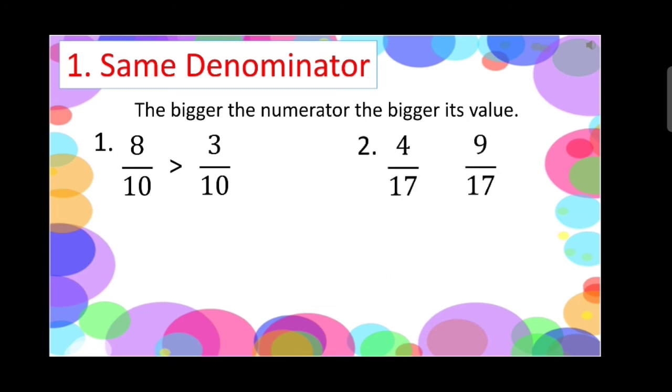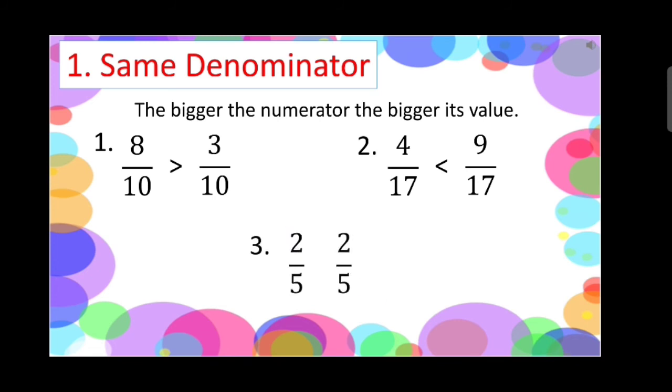Another example, we have 4/17, then 9/17. So, same na naman sila ng denominator. So, titingnan na natin yung numerator. Kung sino yung malaki na numerator, siya yung malaki yung value. So, alam naman natin, si 9 ay mas malaki kay 4. So, therefore, 4/17 is less than 9/17. Kasi mas mababa po yung value ni 4/17 kaysa kay 9/17.